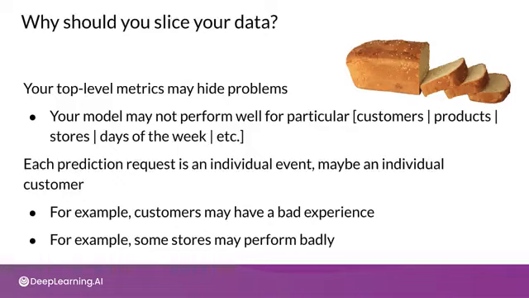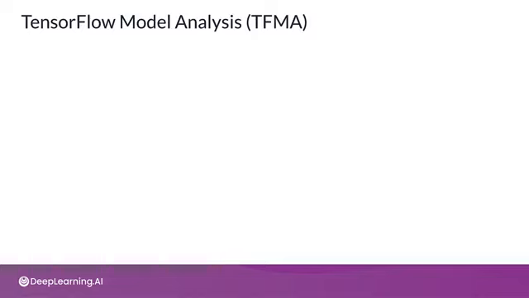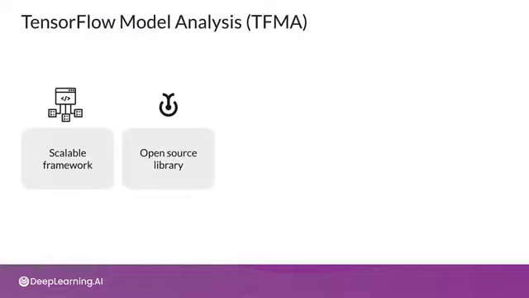Thinking about customers who are requesting a prediction from your model, if your model produces a bad prediction, then that customer's experience of your model is bad, regardless of how well it may do in top-level metrics. To enable developers to look at the performance of their model at a deeper level, Google created TensorFlow Model Analysis, or TFMA. TFMA is an open-source, scalable framework for doing deep analysis of model performance, including analyzing performance on slices of data.